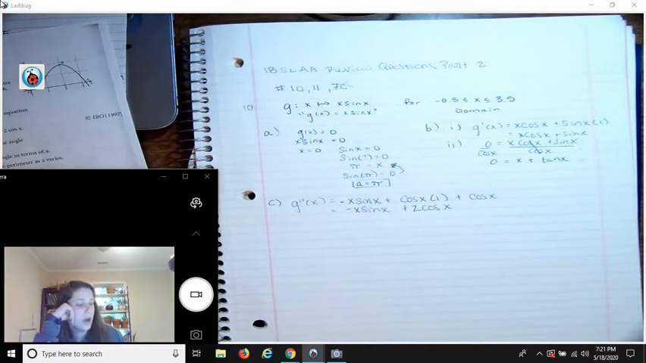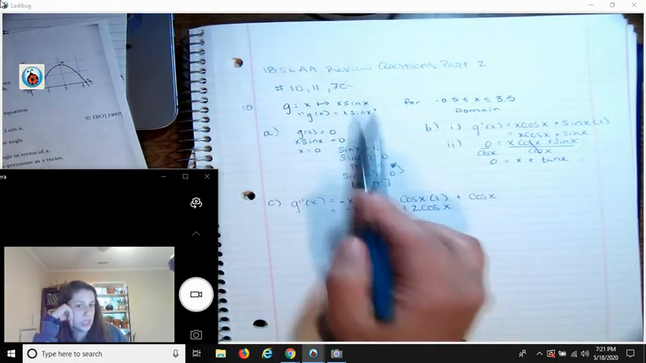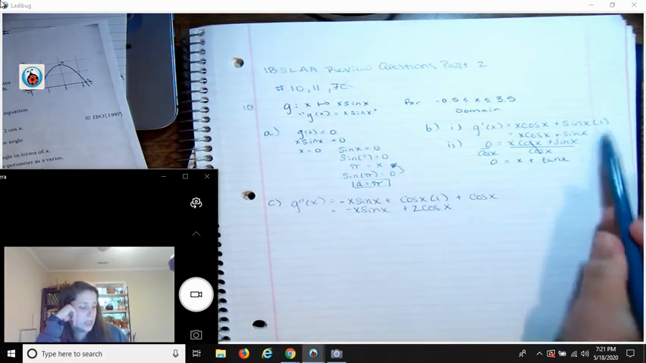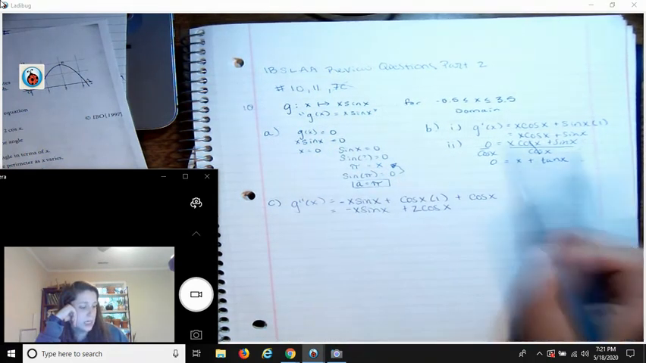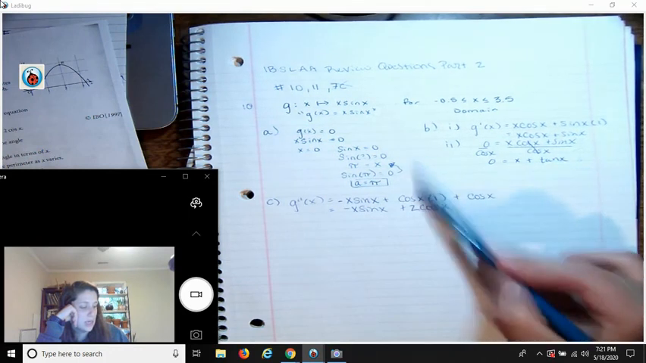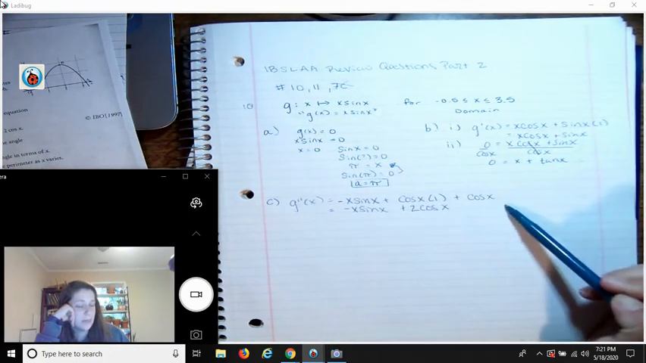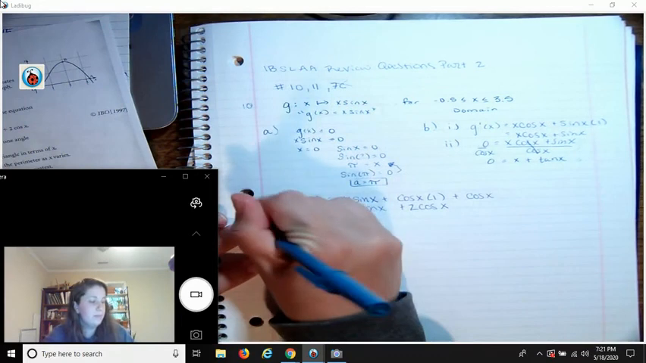Okay, so probably the biggest things were this weird notation, showing this part in part 2 right here. Hopefully this was okay. All right, let's move on to number 11.